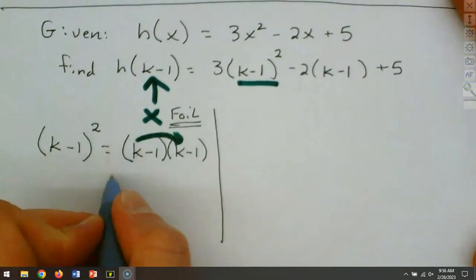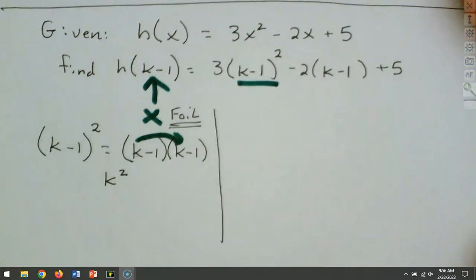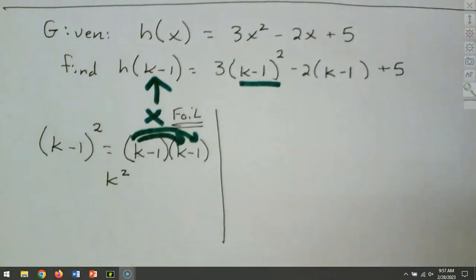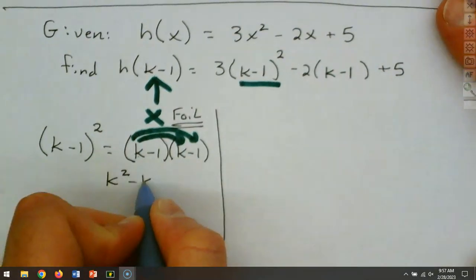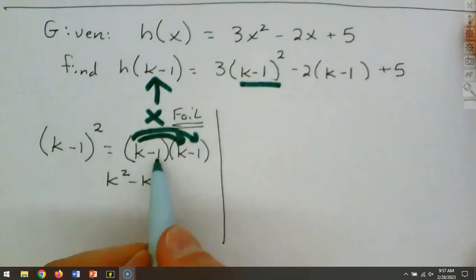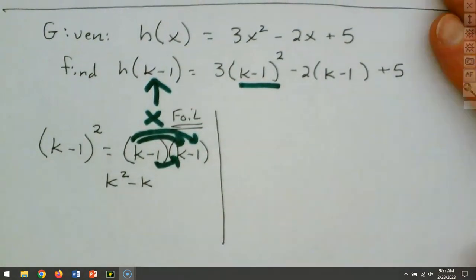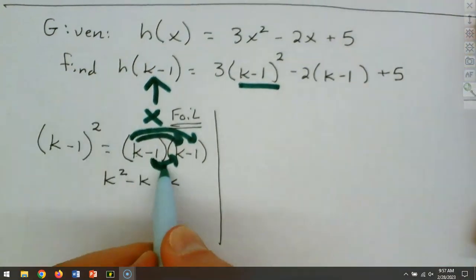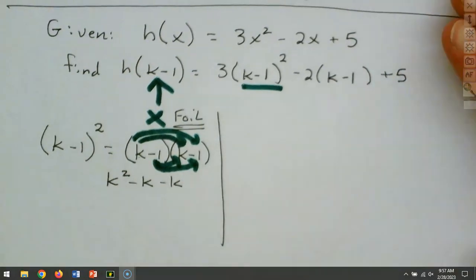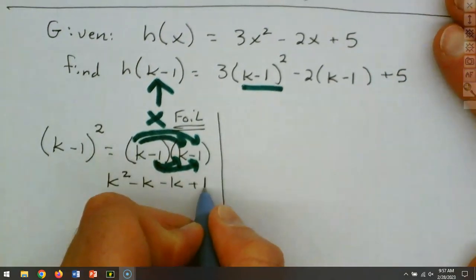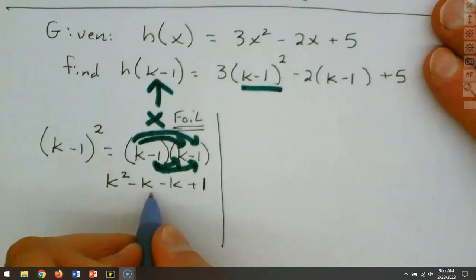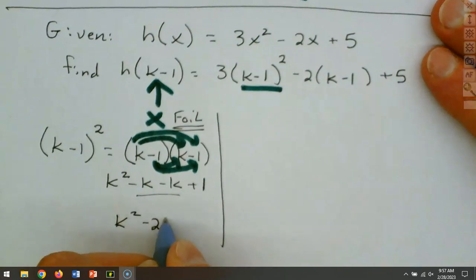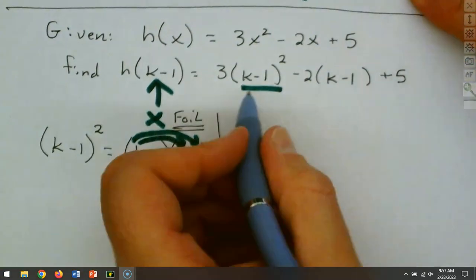First times the first is k times k, and that's a k squared. Outside times outside, that's a k times a minus 1, so that's a minus k. Inside and inside, that's another minus k. And then finally, we have last times last, and negative times negative makes it a positive 1. Combining those together, we get now k squared minus 2k plus 1.